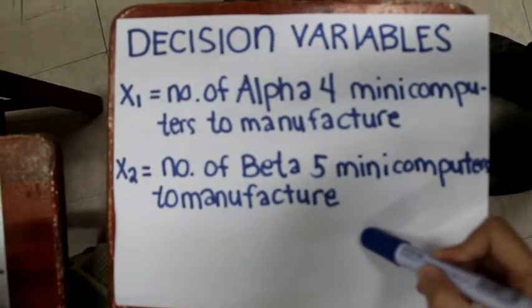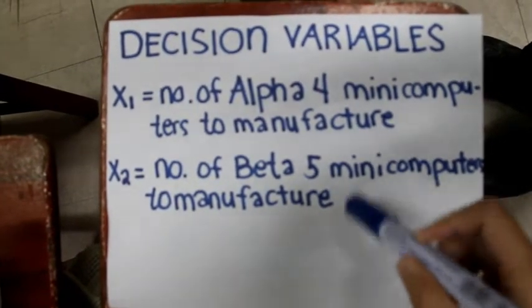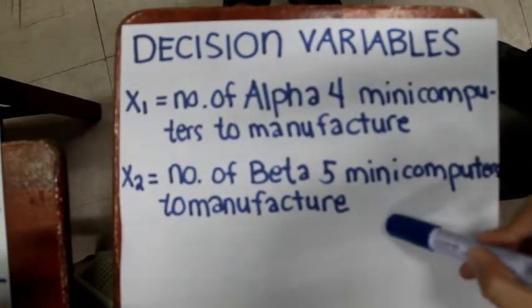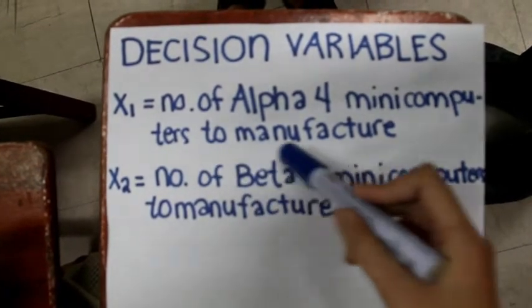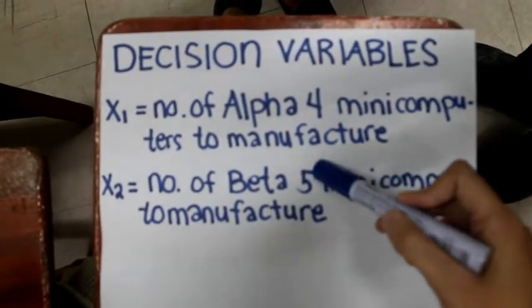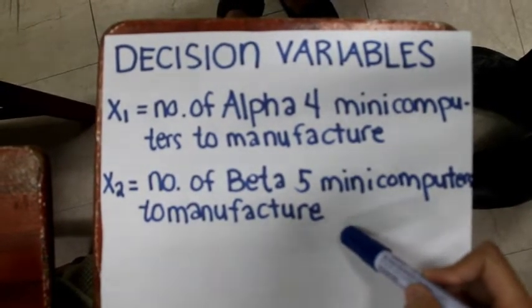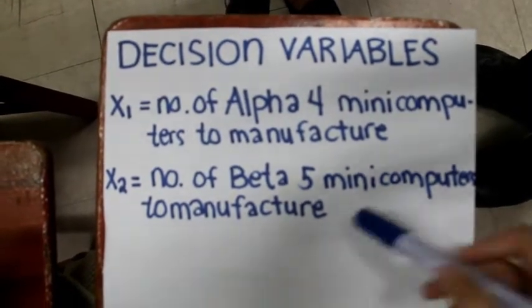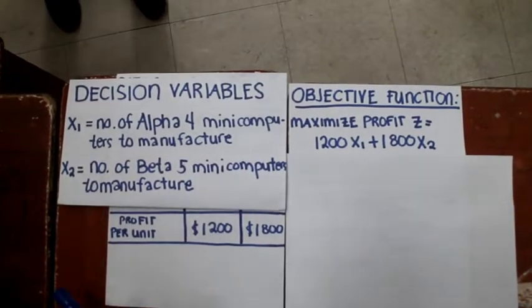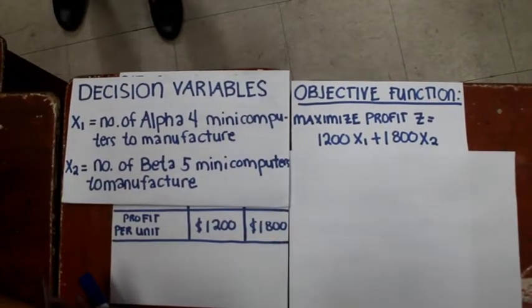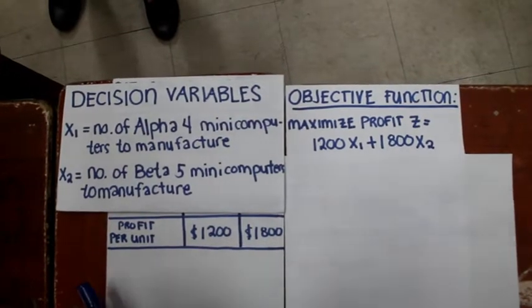After analyzing the problem and the given data, we make the decision variables. We let x1 be the number of Alpha 4 mini computers to manufacture and x2 be the number of Beta 5 mini computers to manufacture. The objective of this problem is to maximize the company's profit. Therefore, it is a maximization problem.